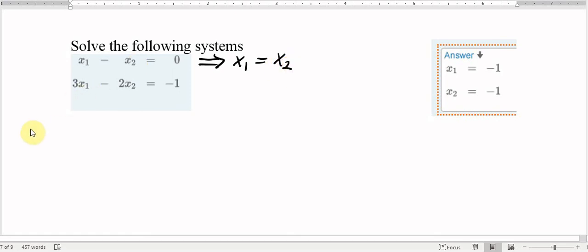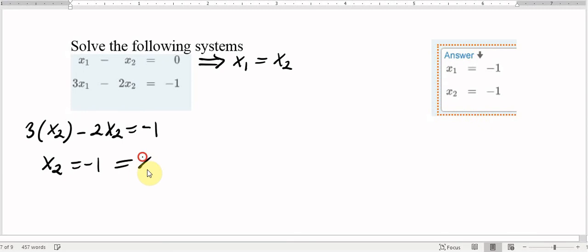So now, for that second equation, I have 3 times x sub 1, but x sub 1 is x sub 2, minus 2 times x sub 2 is equal to negative 1. So I get 3x sub 2 minus 2x sub 2. That just gives us x sub 2 is equal to negative 1. But we said x sub 2 is the same as x sub 1. So our solution set is negative 1 comma negative 1.